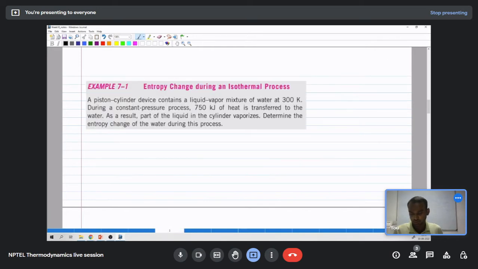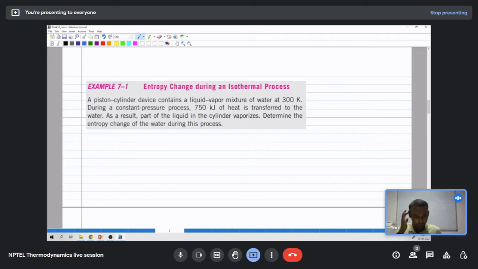Moving on, we have the third problem here. A piston cylinder device contains a liquid vapor mixture of water at 300 Kelvin. During a constant pressure process, 750 kJ of heat is transferred to the water. As a result, part of the liquid in the cylinder vaporizes. Determine the entropy change of the water during this process.